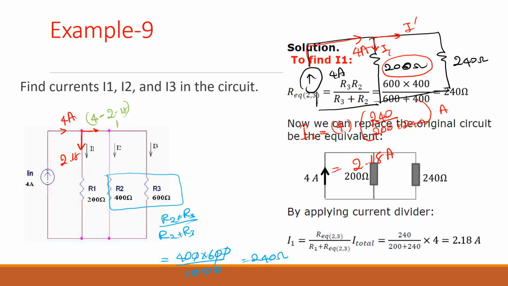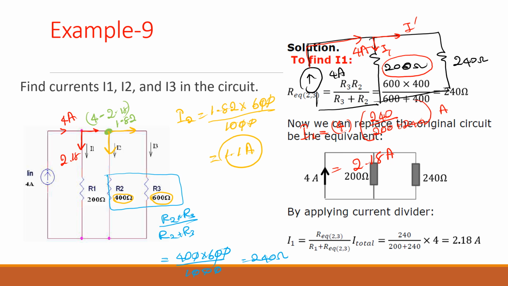So this 1.82 is now coming into this node and splitting between these two. Again, we can apply the current division rule here. So I2 is equal to the total current coming into that node, 1.82, times the opposite resistance 600, divided by the total of these two, which is 1000. So our answer will be 1.82 times 6 divided by 10, so that is roughly 1.1 amps.